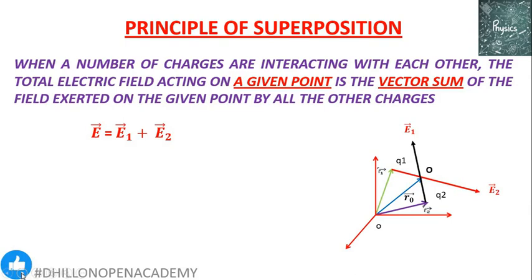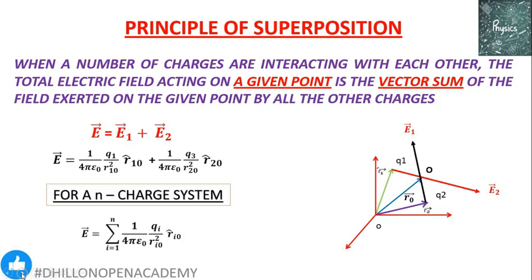You can clearly see that the field vectors of both the charges are pointing in different directions. So in that case, we have to obtain a vector sum in order to get the resultant electric field. For an n charge system, the equation can be generalized as net field E equals the summation of 1 over 4 pi epsilon naught, Qi over Ri naught squared, into Ri naught unit vector, with i going from 1 to n. Here Ri naught is the position vector in the direction of which the electric field exists.